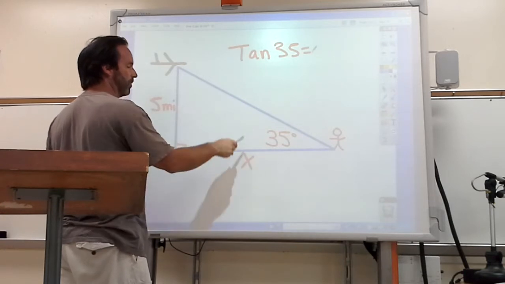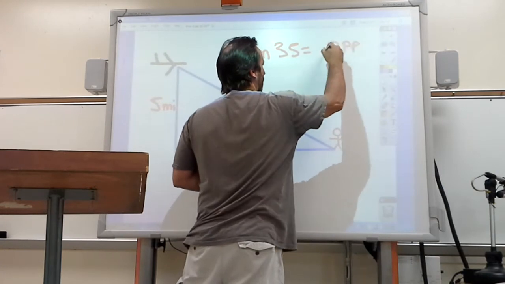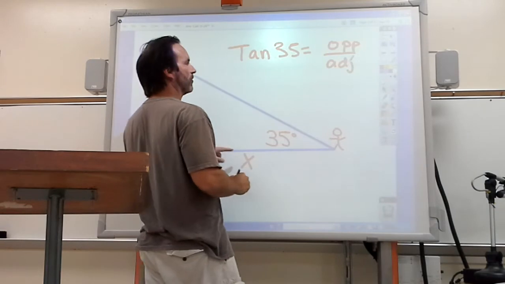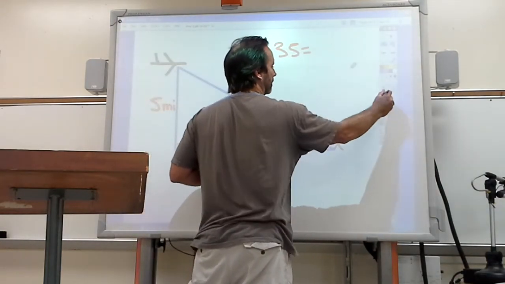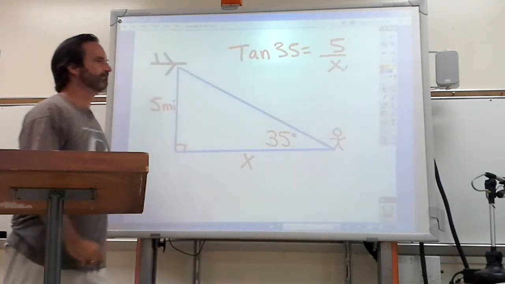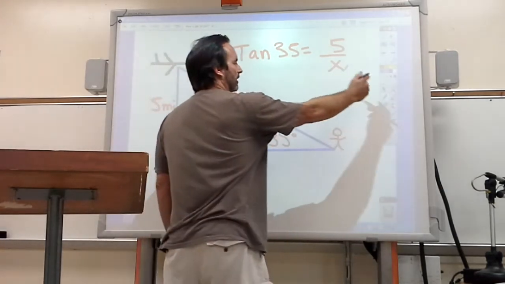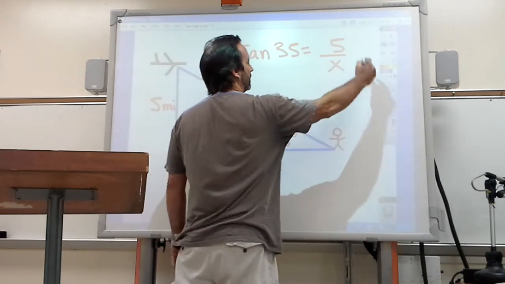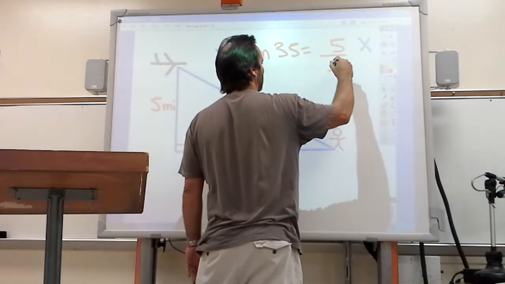Opposite over adjacent. That's going to be 5 over x, so I'm going to replace this with 5 over x. Now, guess what? This is going to be easy. I've got my x on the bottom. If I multiply both sides by x, this cancels out.